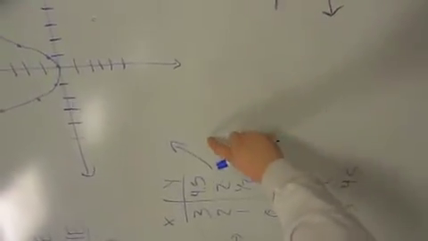Once you get the whole table filled out, you're just going to apply it to a graph, and that's going to be your transformation. So, yeah, that's pretty much transformations for you. Hope you learned something.